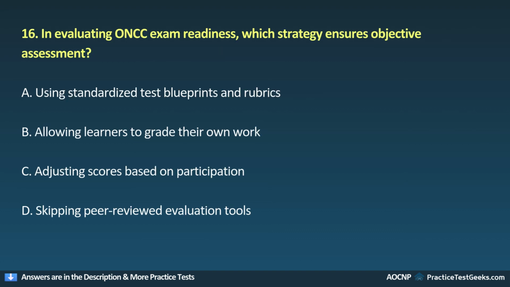16. In evaluating ONCC exam readiness, which strategy ensures objective assessment? A. Using standardized test blueprints and rubrics. B. Allowing learners to grade their own work. C. Adjusting scores based on participation. D. Skipping peer-reviewed evaluation tools.